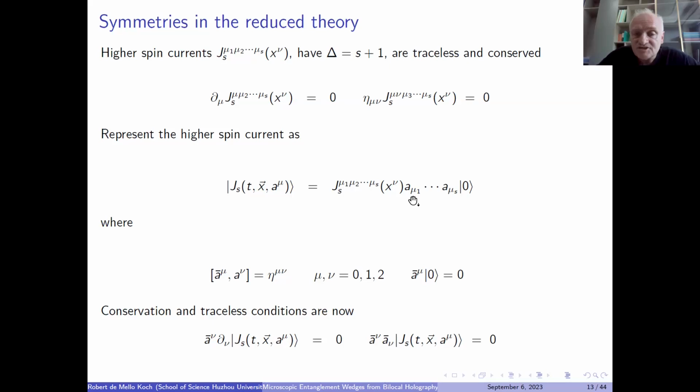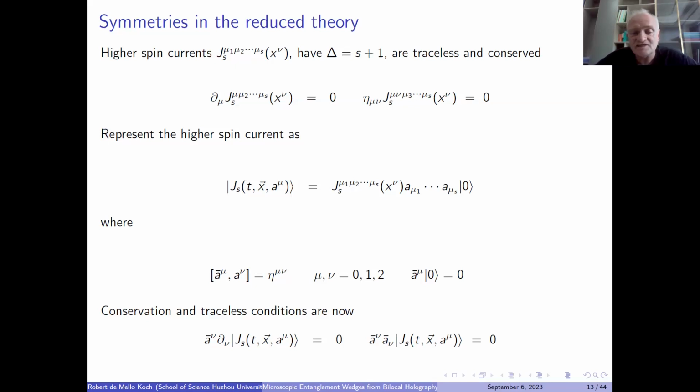So a mu is a creation operator, a bar mu is an annihilation operator. They obey the usual algebra. And the Fock space vacuum is annihilated by a bar. My current, you just take J with all of its indices, contract them with creation operators, and act on the vacuum. In terms of this Fock space state, the conservation equation is just A bar dot D annihilates the Fock space state, and the traceless condition is that A bar squared is equal to 0.